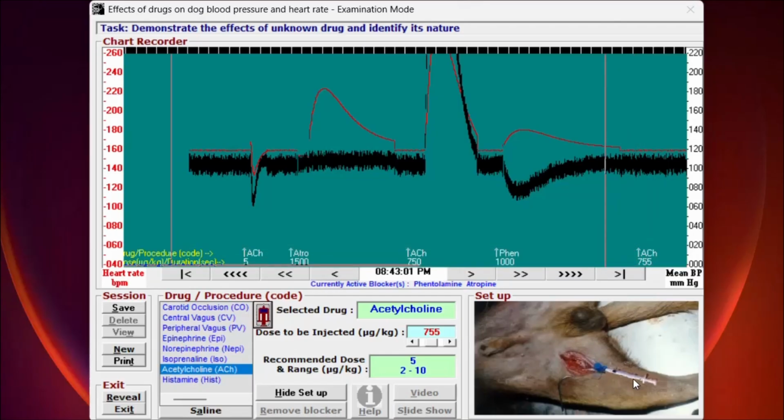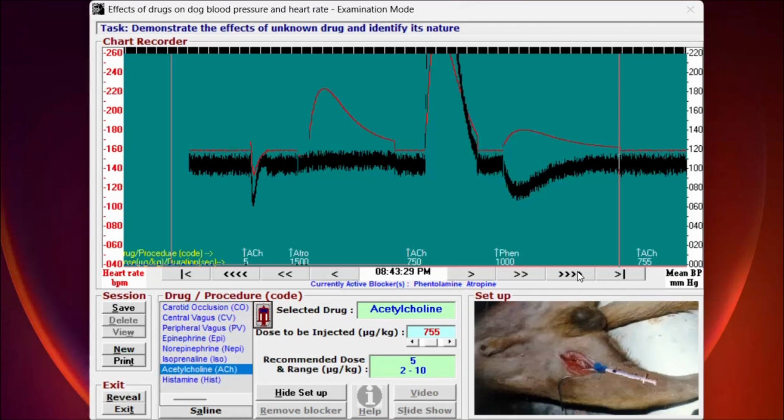So with this, we have completed this nicotinic action also. So this is very important that you remember the dose here. Okay, first 5 microgram per kg of acetylcholine, then 1500 microgram per kg of atropine, then again acetylcholine, that is 750 microgram per kg. Then you give phentolamine, that is the default dose, that is 1000 microgram per kg, and then again you are going to give acetylcholine, that is 755 microgram per kg. So with this, we have completed this question also.